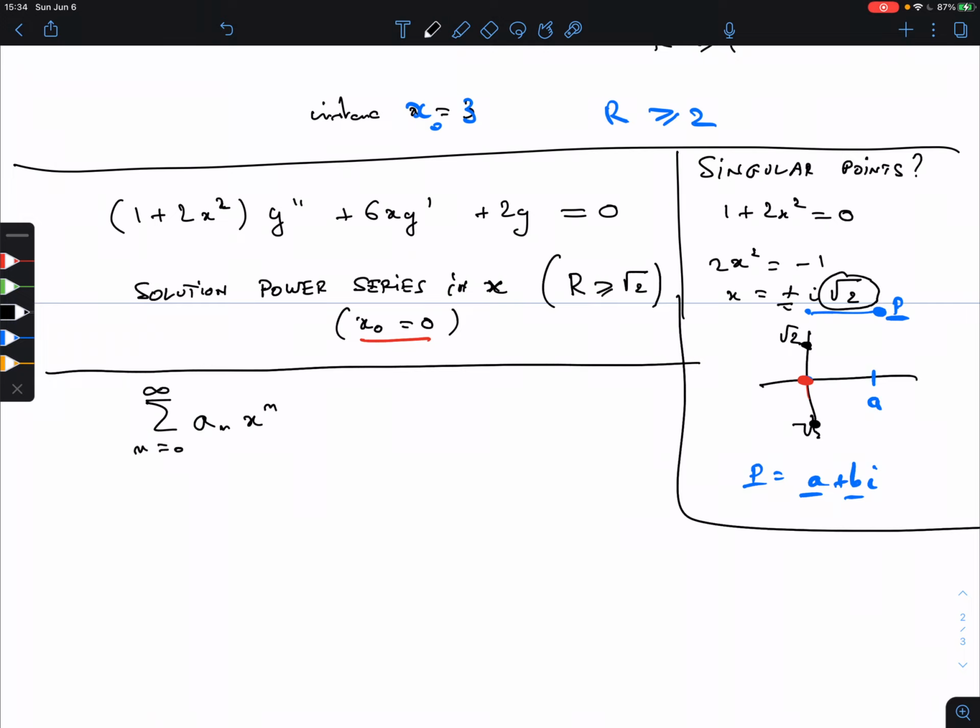It's basically the method of undetermined coefficients. But instead of writing just a polynomial of a certain degree, now we have to write the whole power series. So this is going to be y. And then we do what we always do.